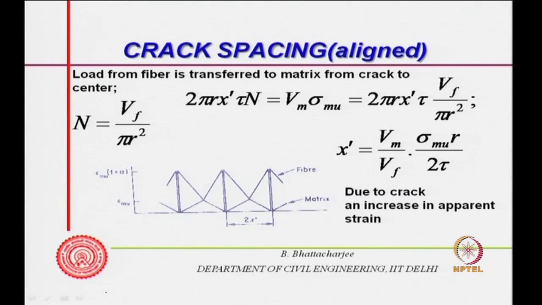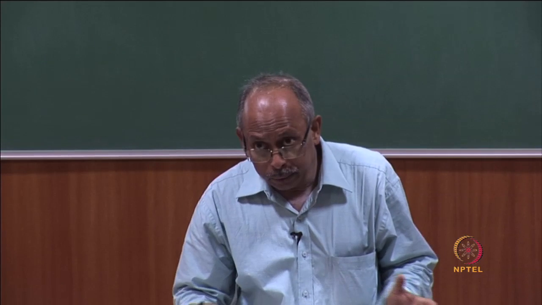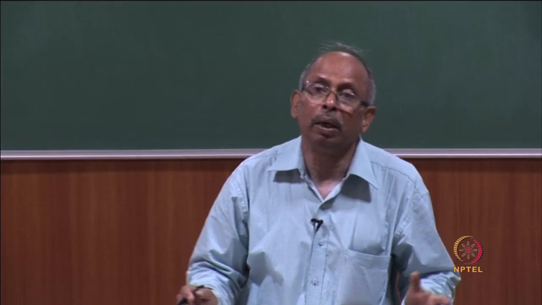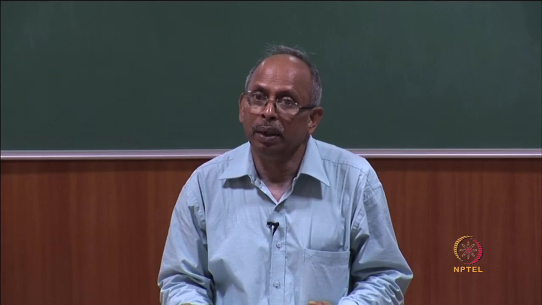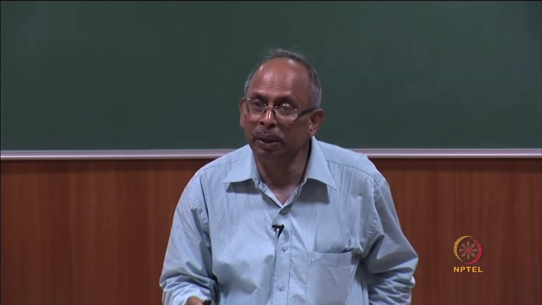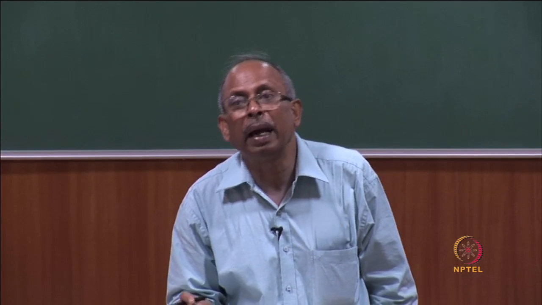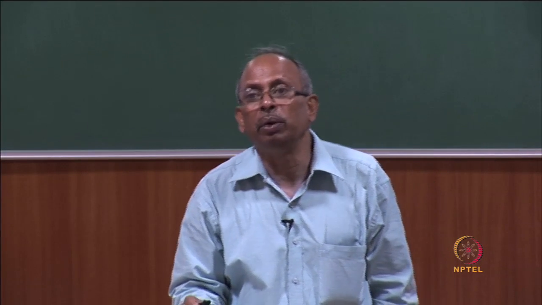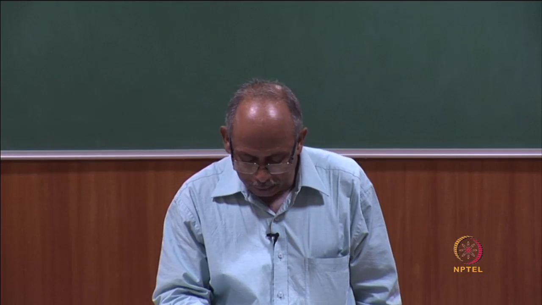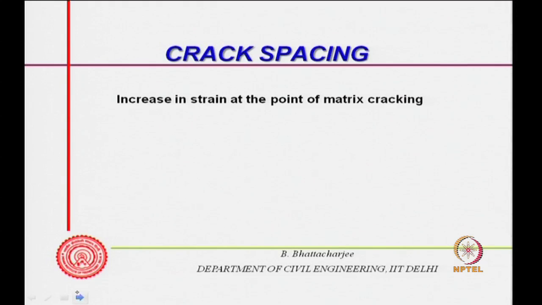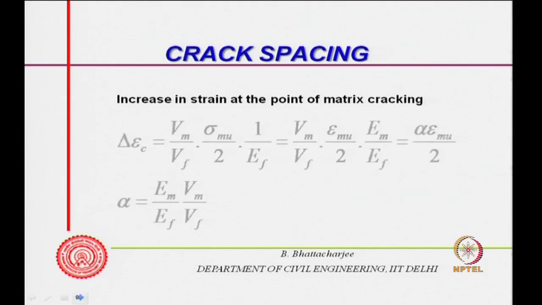Now let us find out. Due to the crack and the increase in apparent strain, the overall strain will also increase, and a total elongation will have occurred in the composite. That would include the crack width also. So an apparent increase in the strain would be observed. Now let us see the increase in the strain at the point of matrix cracking.